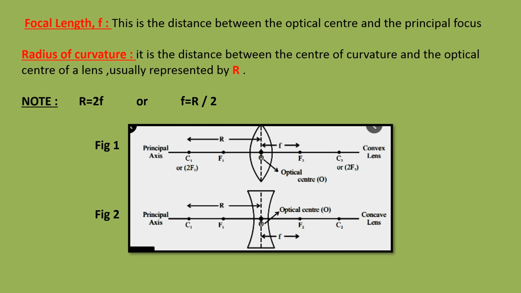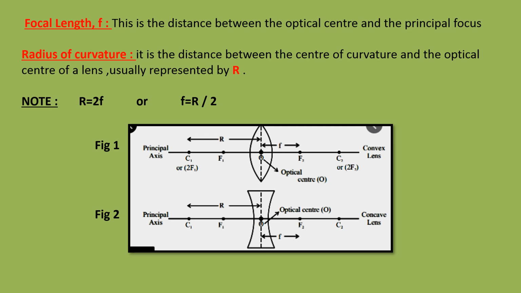Radius of curvature. It is the distance between the center of curvature and the optical center O of the lens. It is usually represented by capital R. In figure number 1, the distance between the point O in the middle of the lens and point C1 represents its radius of curvature.